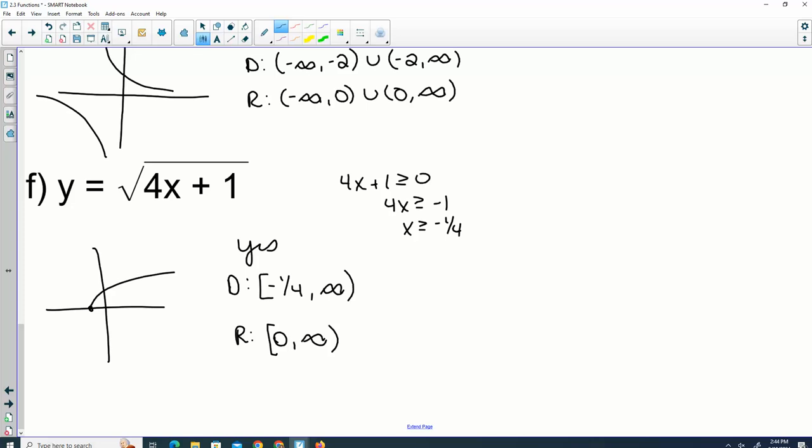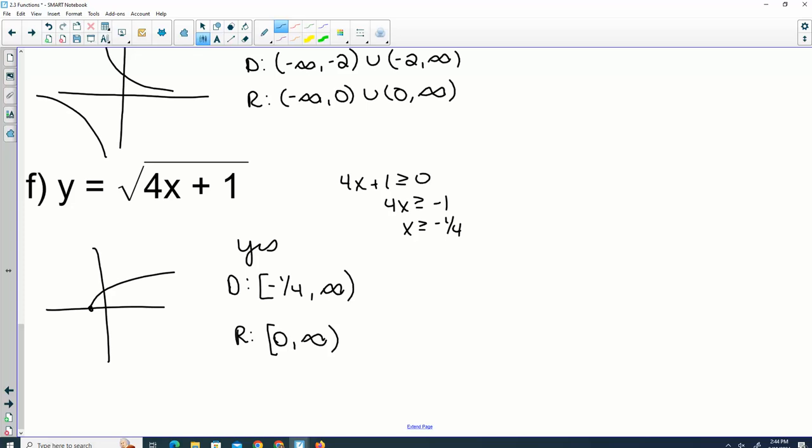Alright, a lot of these are functions that we are going to be looking at closer throughout this chapter, but I wanted to go ahead and take the opportunity to discuss some of them, look at things that make it not a function. If you can't solve for y, if it has an inequality, those are big red flags.